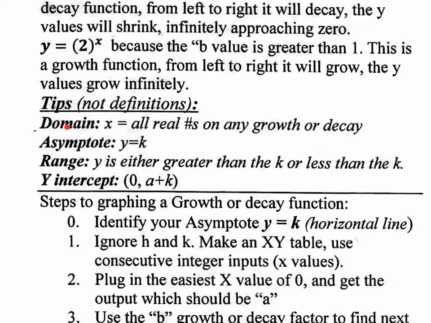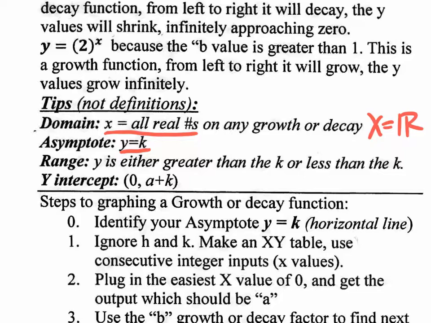When they ask you for the domain on an exponential growth or decay function, your answer is x equals all real numbers. And you could write it like this, x equals all real numbers. An asymptote, we already know that's the horizontal line that your graph will infinitely approach, but that's not the definition right here.